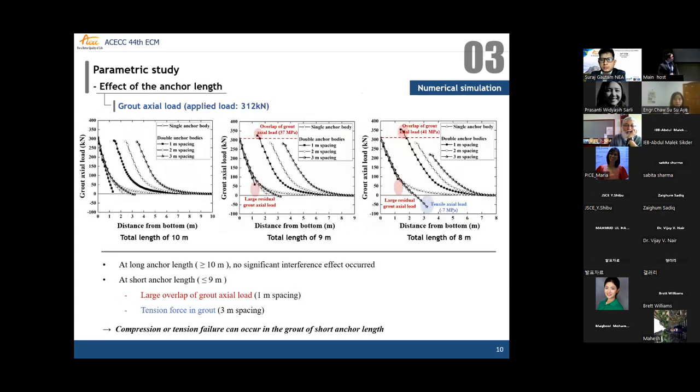And this page shows the effect of anchor length. When the anchor length was longer, no significant interference effect occurred. However, when the anchor length was shorter, like 9 meters and 8 meters, a large overlap of grout axial load, shown in red, and tensile force, shown in blue, occurred in the grouts. Therefore, it can be said that in LDCA, it is possible to generate compression or tensile failure in the grout of short anchor lengths.